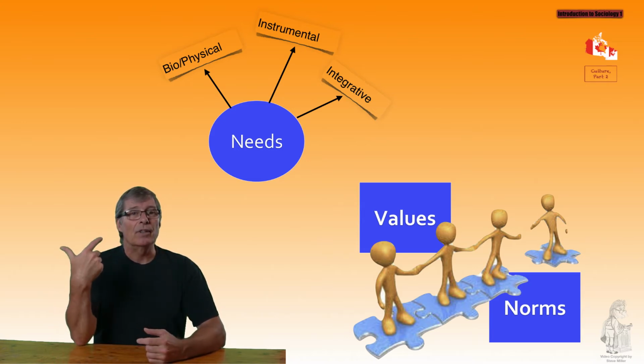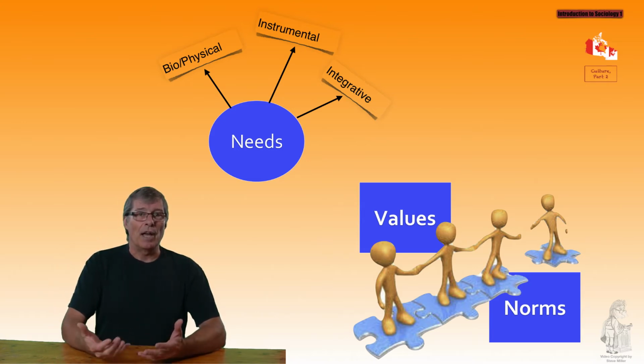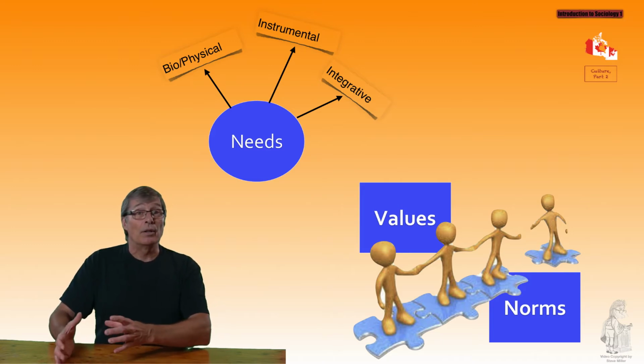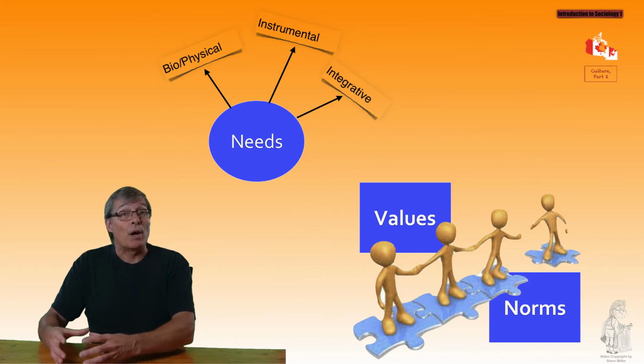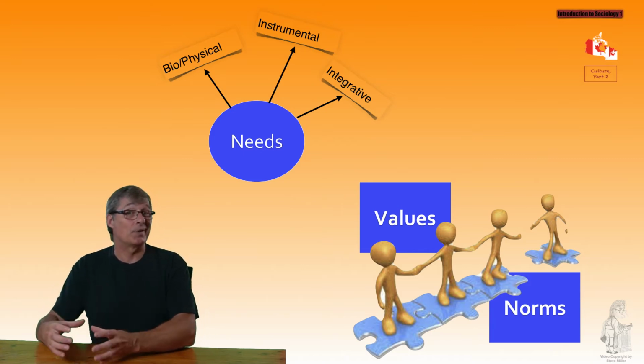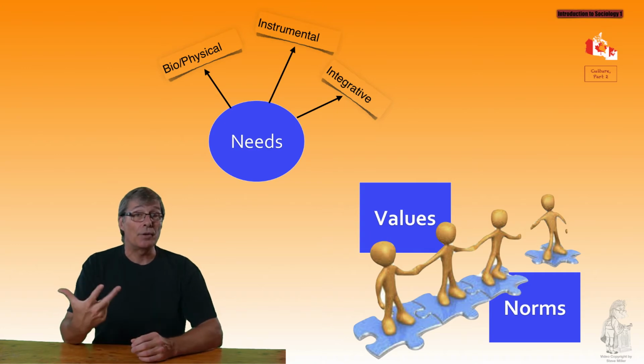Then the second is instrumental needs: there are laws, there's education, there are instruments by which we can meet those physical needs and procreation needs and hold our society together. The third is integrative needs. Religion and art, for example, give us other purposes and other ways of strengthening our cultural beliefs.